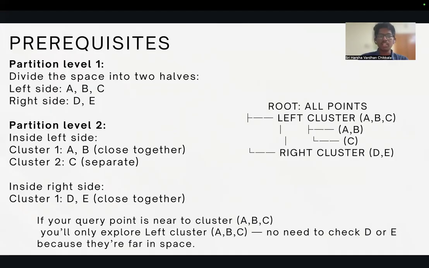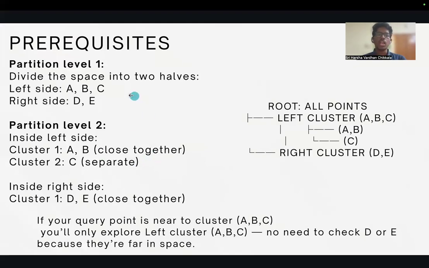One cluster has ABC, the other cluster has DE. Now let's consider this as partition level 1, and move towards partition level 2. At partition level 2, we'll try to break down the clusters that were created in partition level 1 into further detail.